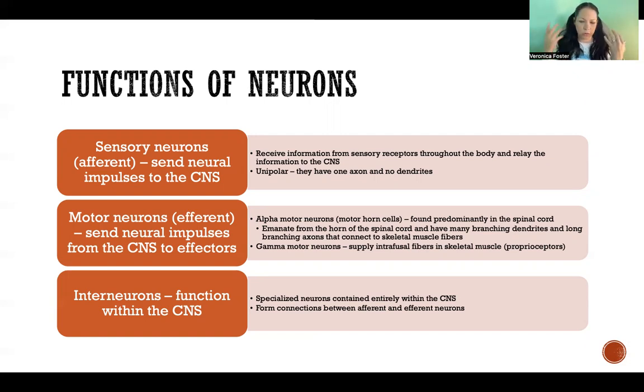And they're forming all sorts of pathways within the brain that are responsible for cognition, and the thousands of functions that our brain is capable of executing. Those are all done by interneurons.